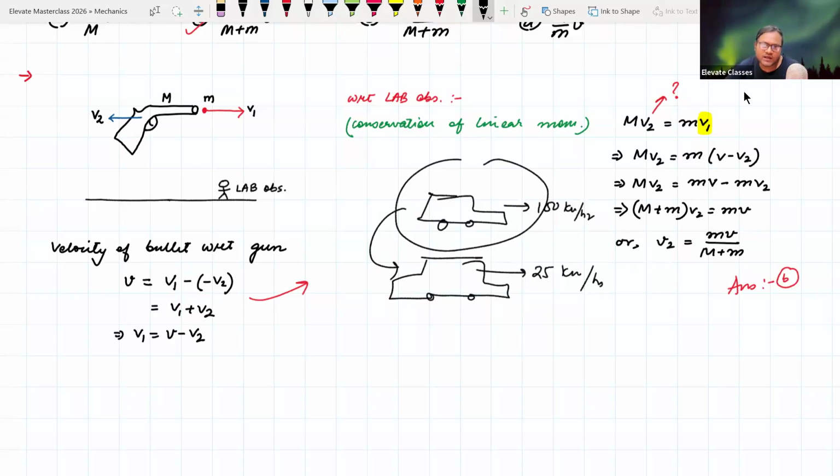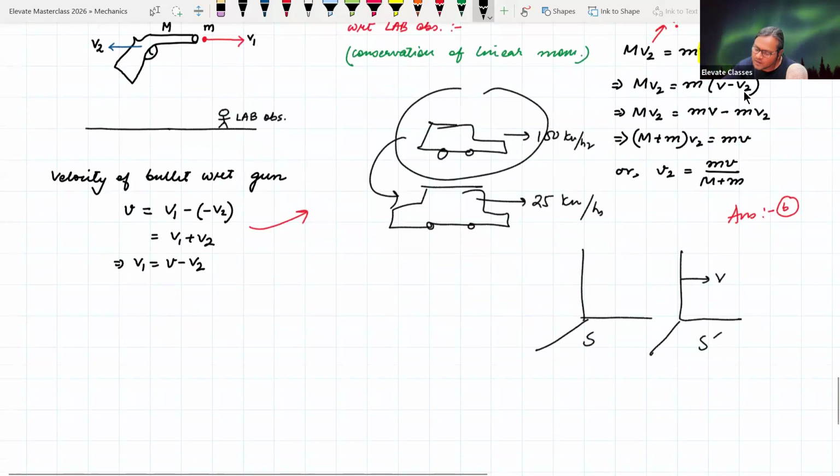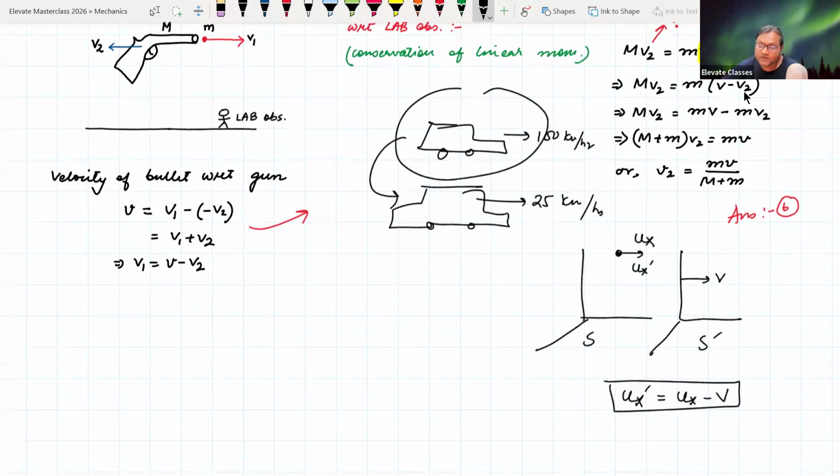Mathematically, what we end up getting is known as the Galilean transformations. So if you have two frames of reference, S and S dash, and S dash is moving with a relative velocity of v along the x-axis, and we are looking at the velocity of another object, and the velocity of the other object is ux with respect to the S frame and ux dash with respect to the S dash frame, then ux dash is equal to ux minus v. This is the velocity addition that arises from the Galilean transformations. Conceptually, it's the same thing.